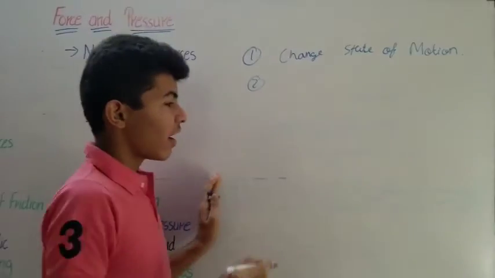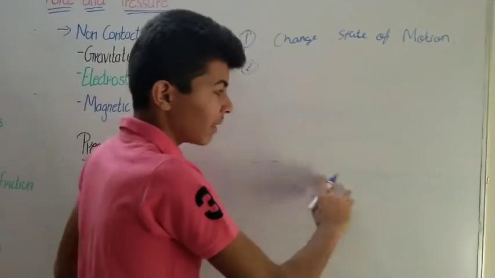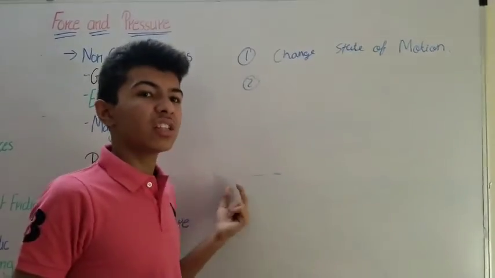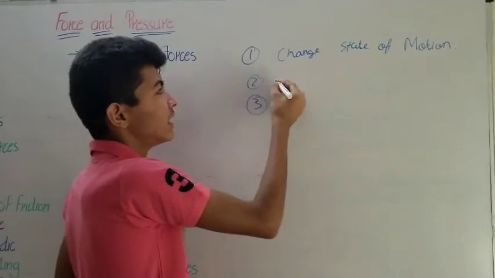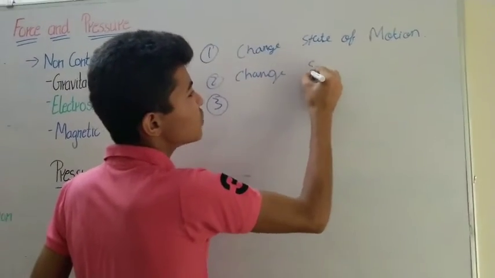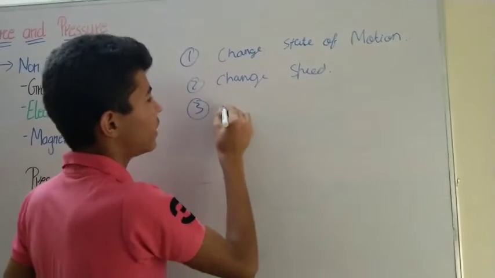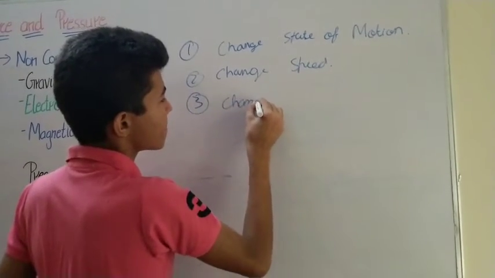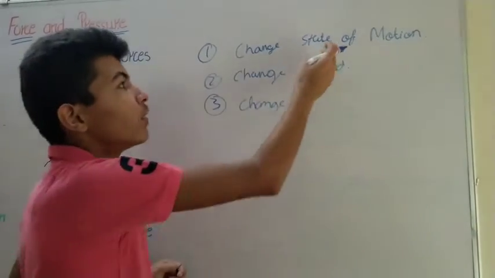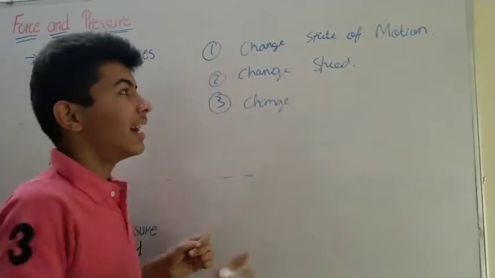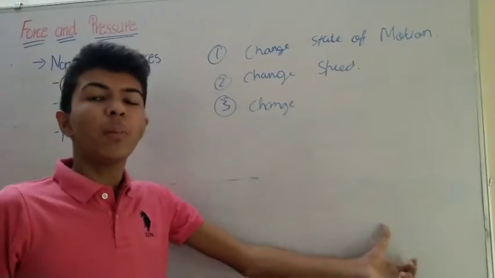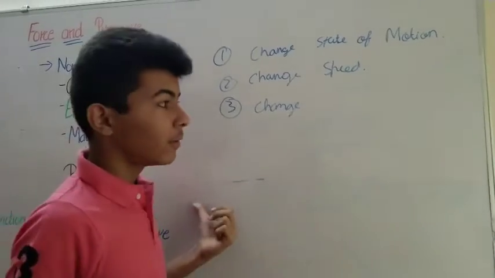And second, if I have a ball that is coming, I can either stop it or I can push it faster. So there are two more effects, that is, change of speed. If I am stopping it, it would change the state of motion, and changing speed means I am either slowing it down or pushing it faster.